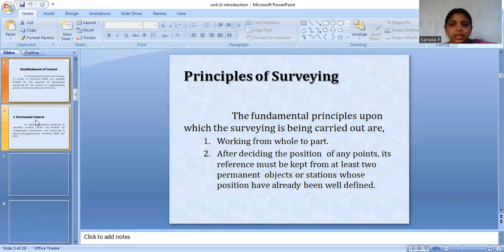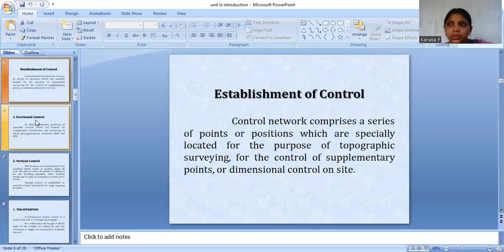The next topic is control surveying. Control points: in an extensive survey, it is necessary to establish a system of control points. It is of high precision.